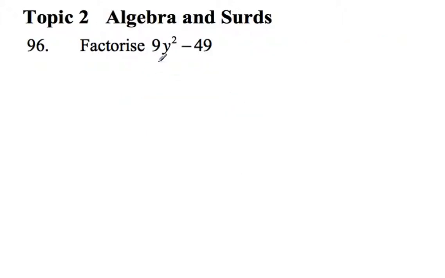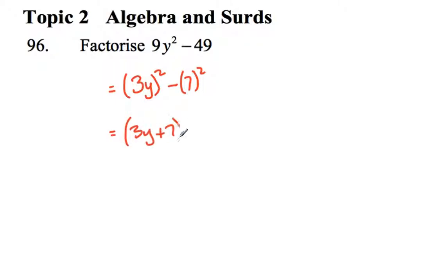If we're careful here, after we look to see if there's anything common between these terms and realize that nothing common goes into each of them, we could write 9y squared as 3y all squared, because 3y times 3y is 9y squared. And we could write 49 as something smaller, all squared as well. 7 squared is 49. That allows us to follow that rule again. We can have a bracket with 3y plus 7 and a bracket of 3y minus 7. So it's just a trickier version of the previous rule, difference of two squares.